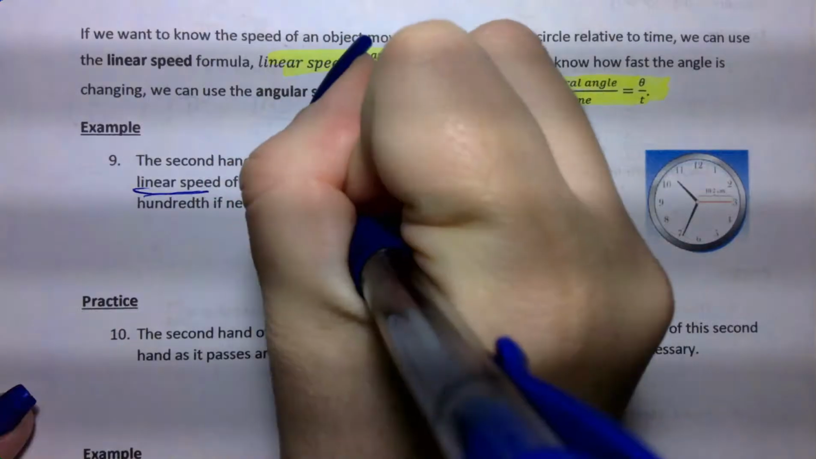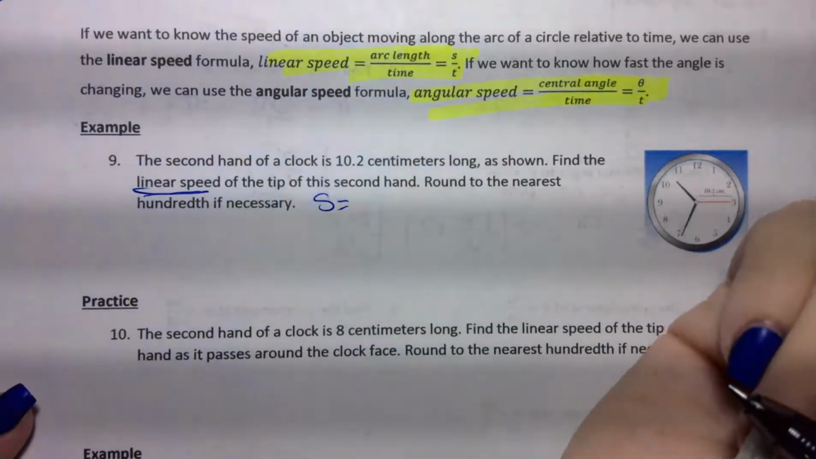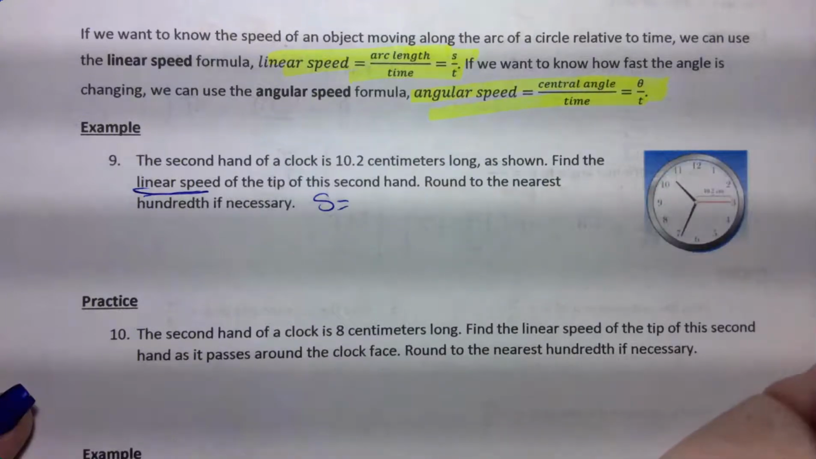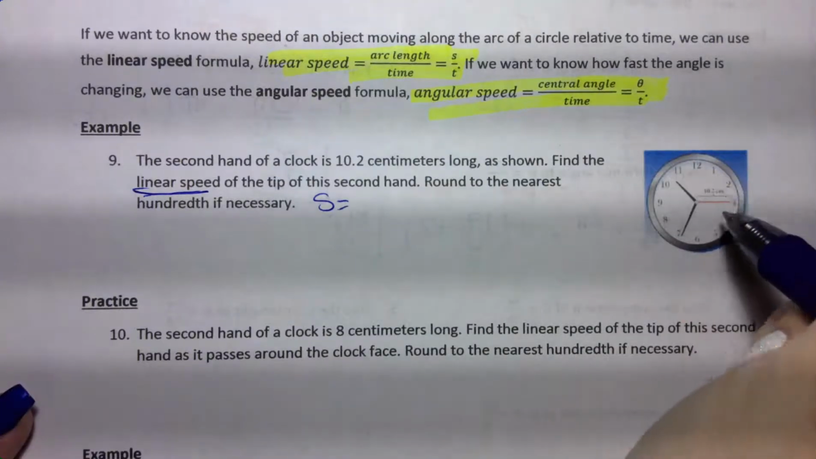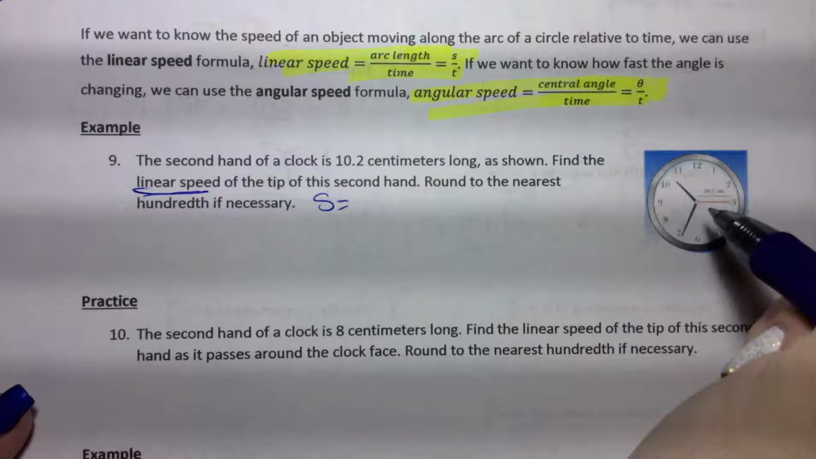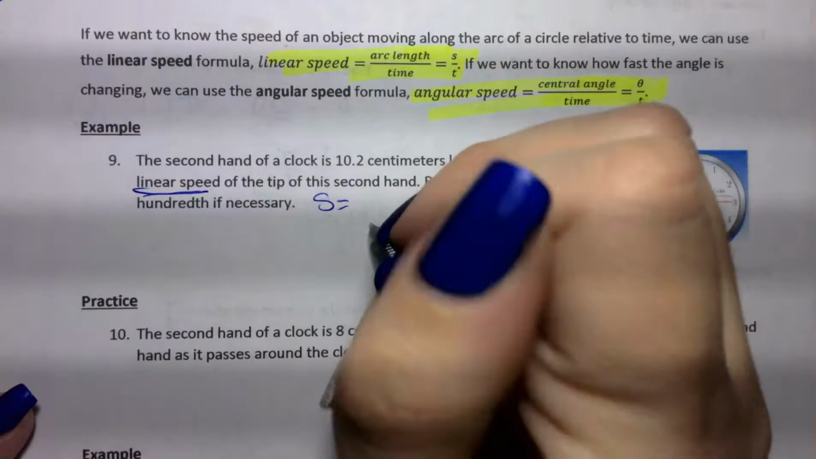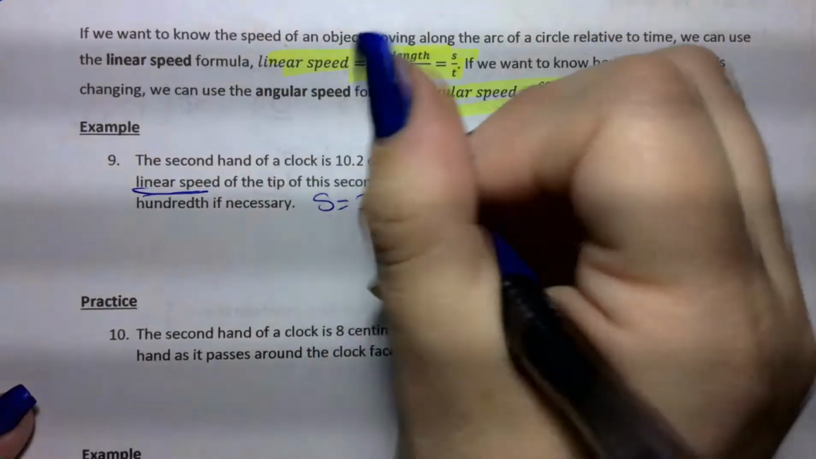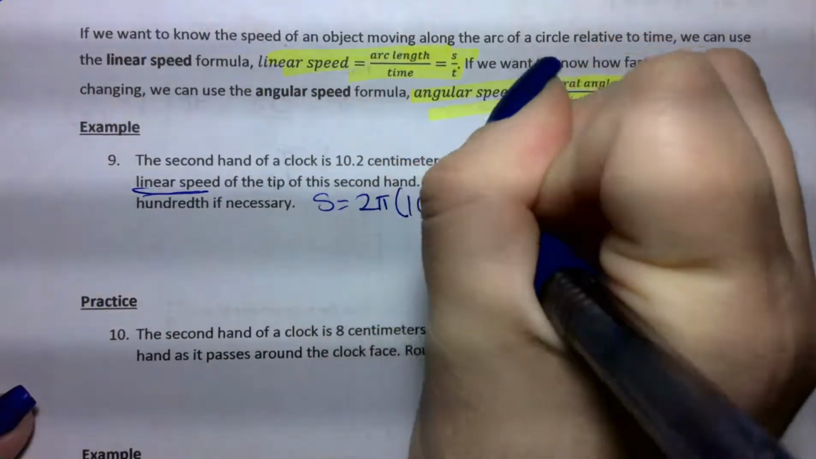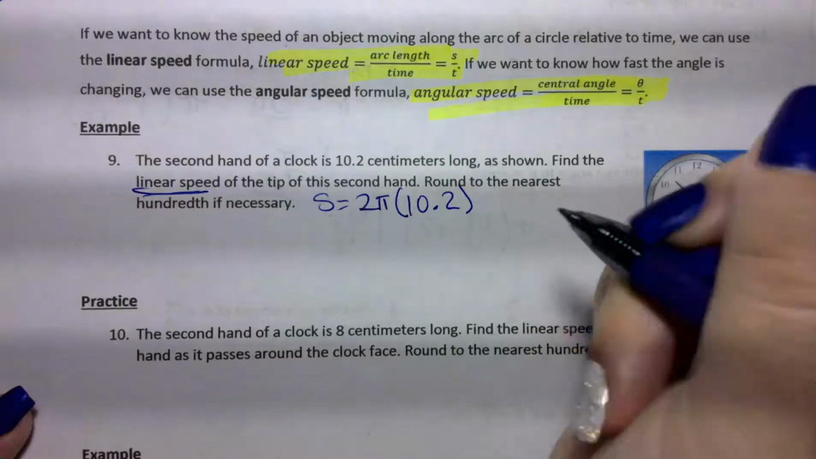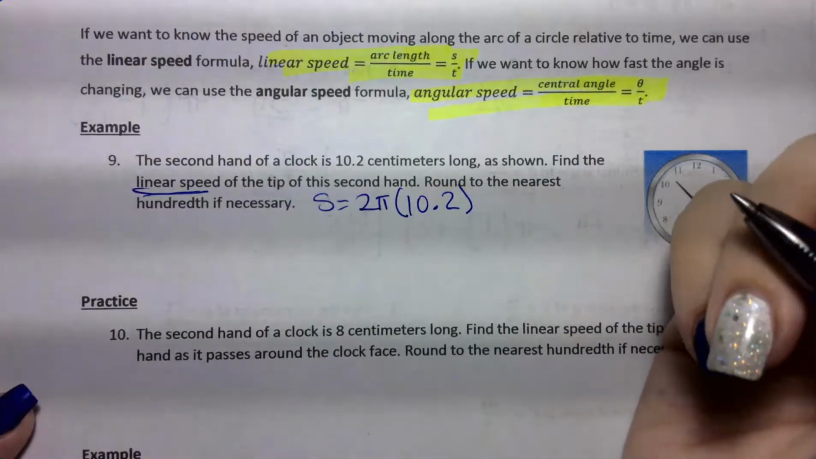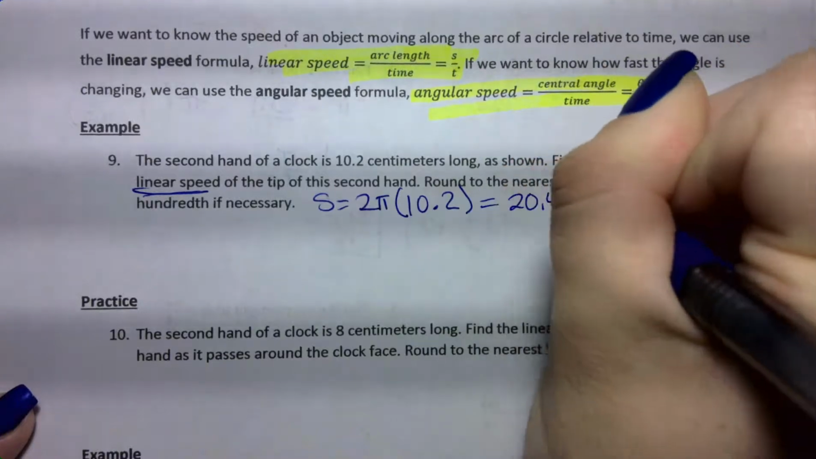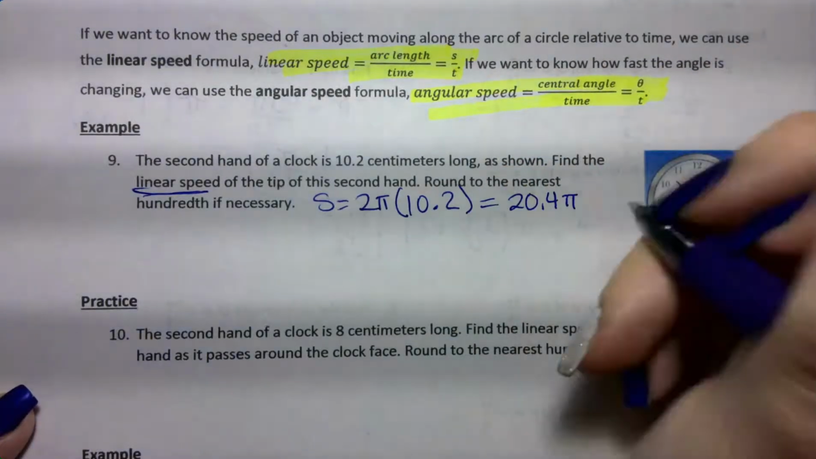So this is the S formula. I know that because I'm just talking about the second hand, and I know it is traveling a complete circle. This is going to be 2 pi. And then my radius here is the length of the hand, which is 10.2. So then I will leave this in pi for now. I'm going to have 20.4 pi, and that is centimeters.